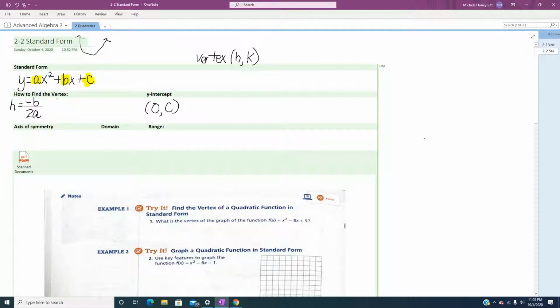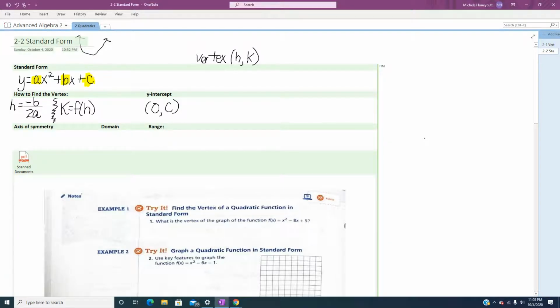To find the k part, that's just a squiggle line for dividing. The k part, you're going to find f of whatever the h was. So that means take your formula and substitute in your h value in for x, and that will help you find the k part.